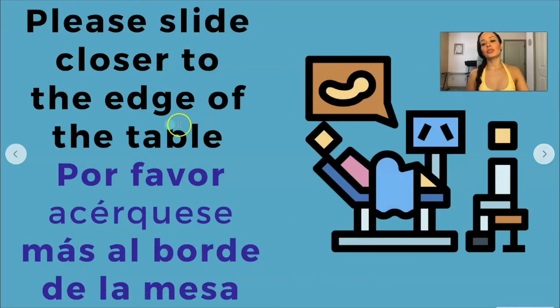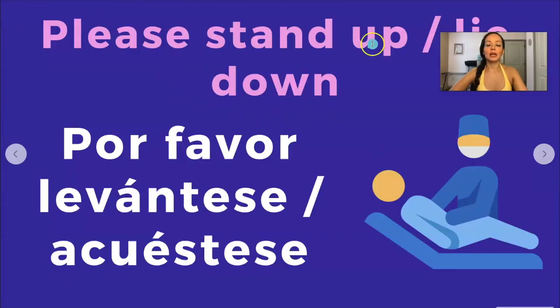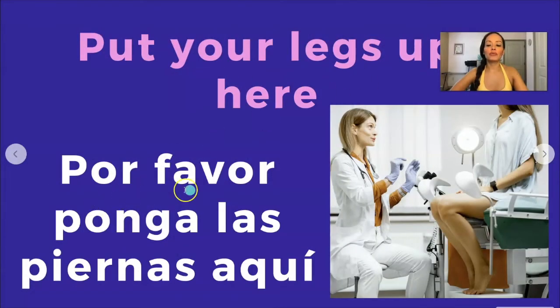Please slide closer to the edge of the table. Por favor, acérquese más al borde de la mesa. Please stand up or lie down. Por favor, levántese is stand up. Please lie down is por favor, acuéstese. Put your legs up here. Por favor, ponga las piernas aquí.